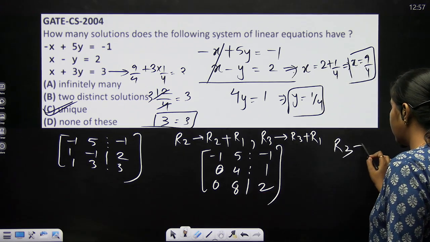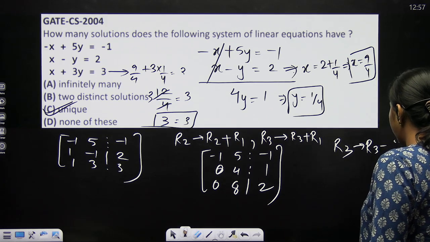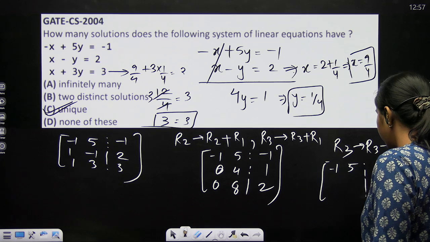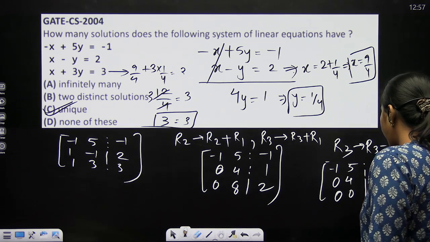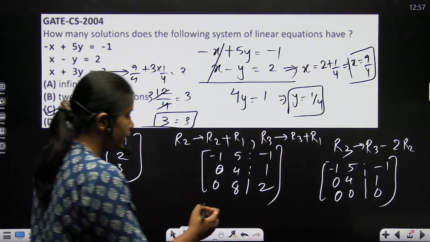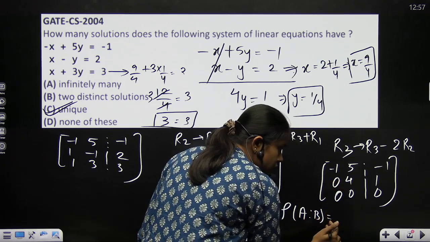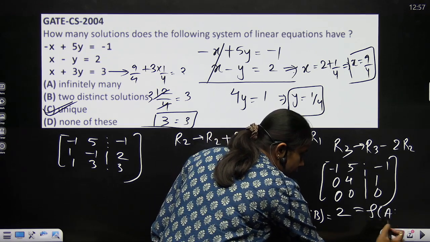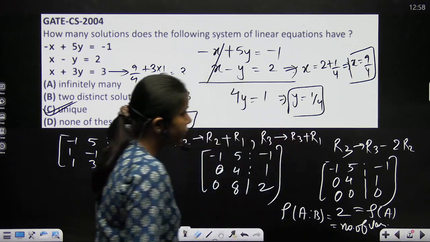Now I'll make this 0. R3 tends to R3 minus 1 by minus 2 R2. -1 5, -1 0 4 1 and 0 0 0. Now you can see the rank of A augmented B. What is rank of A augmented B? Number of non-zero rows, that is 2. That is also equal to rank of A and equal to the number of variables as well. All 3 values are equal, so we'll have a unique solution.